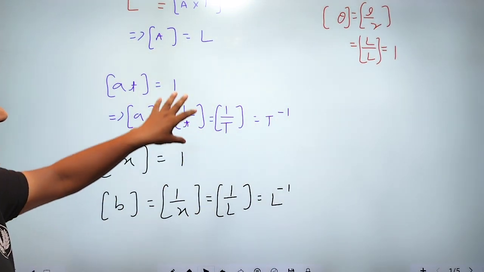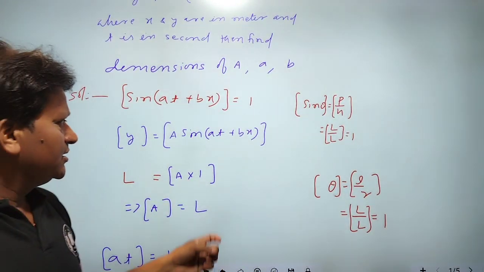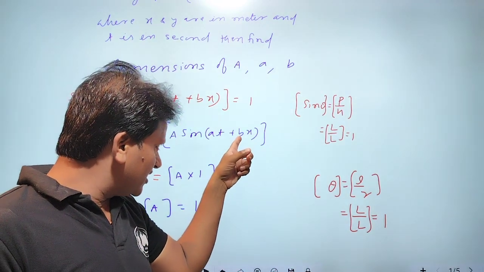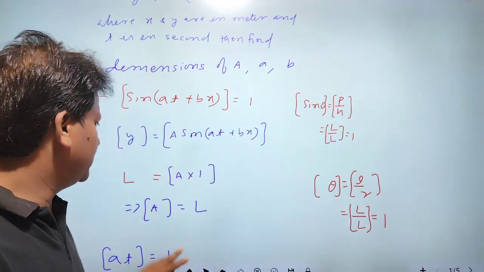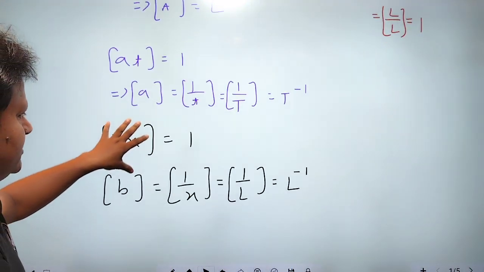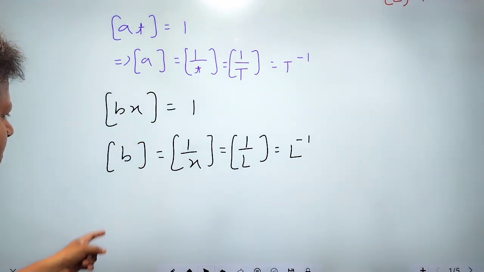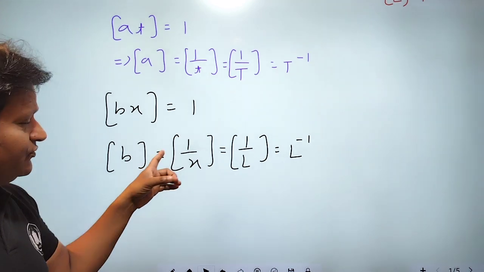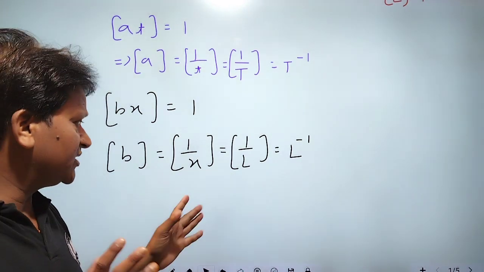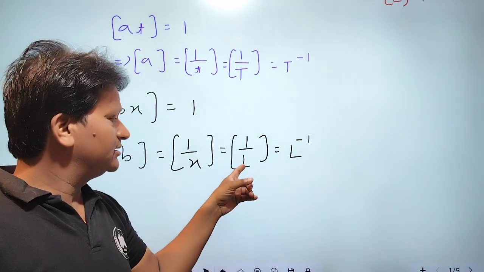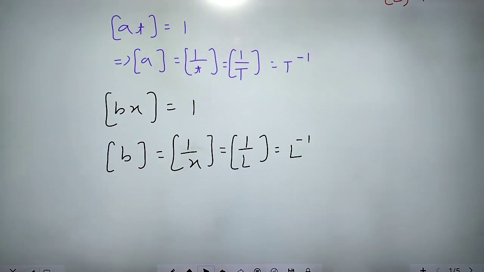Similarly, now I am going to find the dimension of b. This will be dimensionless, this will be also dimensionless. Therefore, bx will be dimensionless, means dimension of bx will be equal to unity. Therefore, dimension of b will be equal to 1 upon x, and x is in meter. Therefore, dimension of x will be L, and this will be equal to L to the power minus 1. Okay.